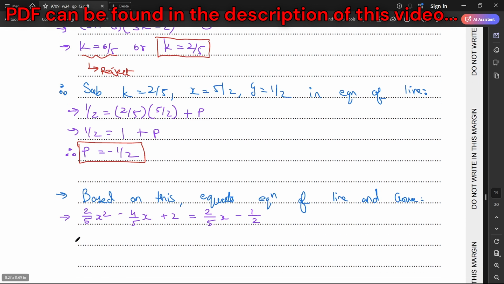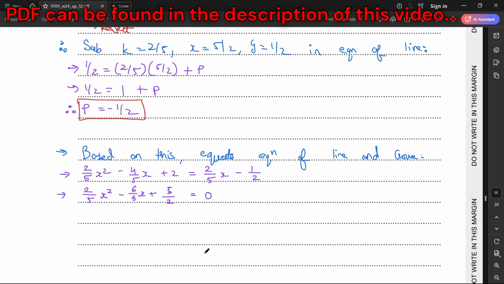So I'll just bring everything onto the left hand side, so that it's going to become 2 by 5x squared minus 4 by 5x. Oh, there is also minus 2 by 5x. So 4 by 5 plus 2 by 5, with a negative sign, will become 6 by 5x. And then we are also having 2 plus half. So 2 plus half will become 5 by 2. And this is equal to 0.